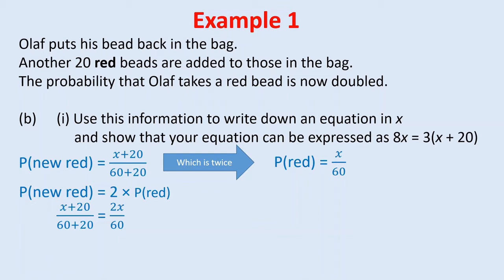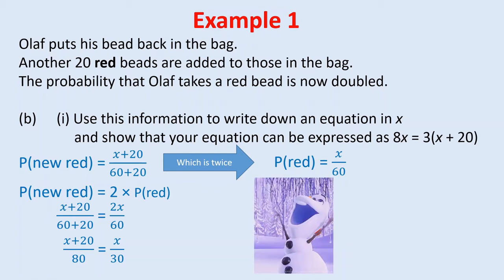Now we just need to simplify both sides of this equation. X plus 20 over 60 plus 20, well, we can add 60 plus 20, that's 80. And 2x over 60, we can simplify that fraction by dividing both the numerator and denominator by 2, leaving us with x as the numerator and 30 as the denominator. So we've got an equation now. Well done, right? We got it.